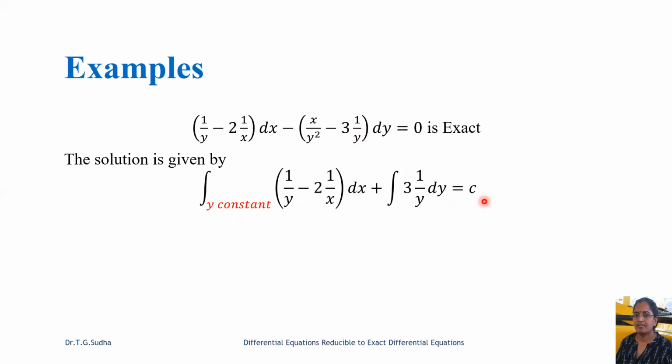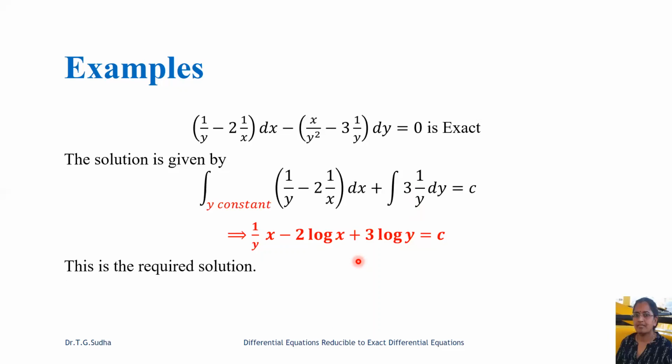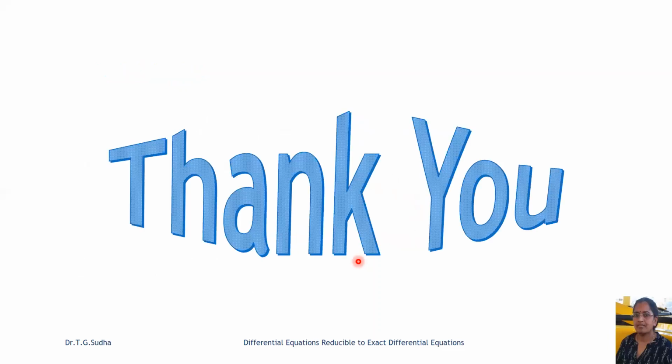Now let us integrate the first integral keeping in mind that y is constant. So 1 by y is retained as it is, 1 dx gives us x, minus 2 is retained as it is, 1 by x dx gives us log x. And in the second integral, 3 is kept as a constant here, and 1 by y dy gives us log y, equal to c. And this is the solution to the given differential equation. Thank you.